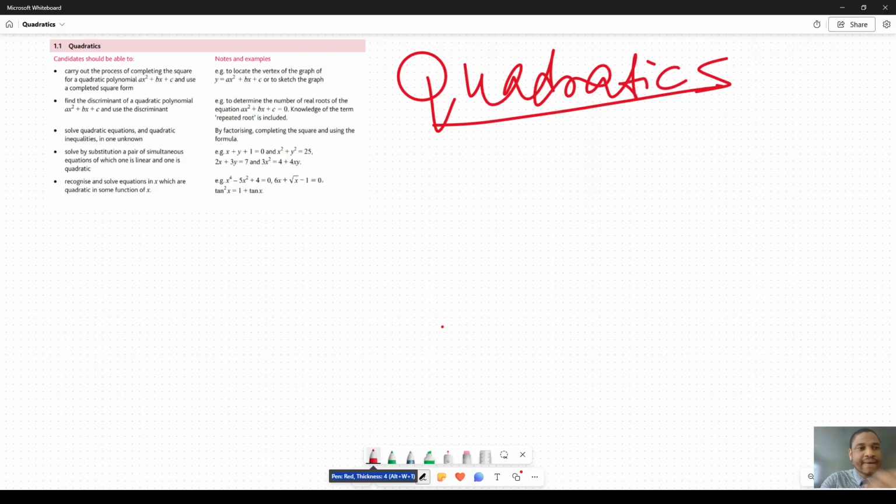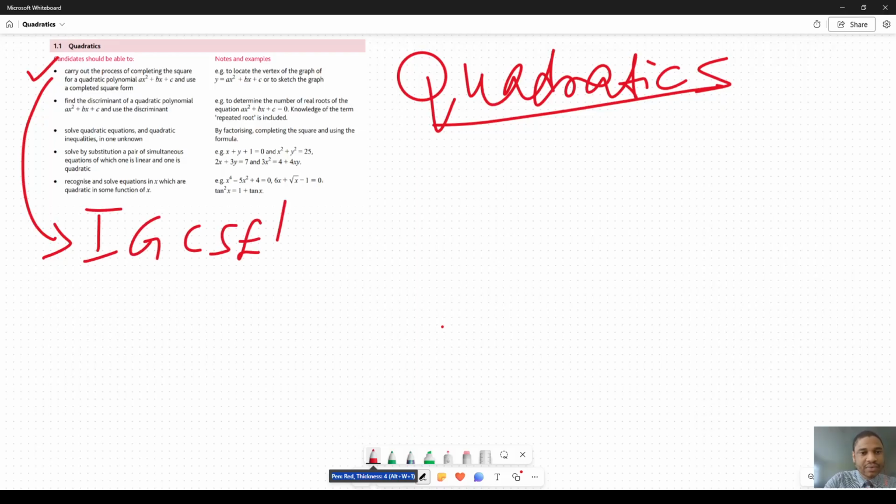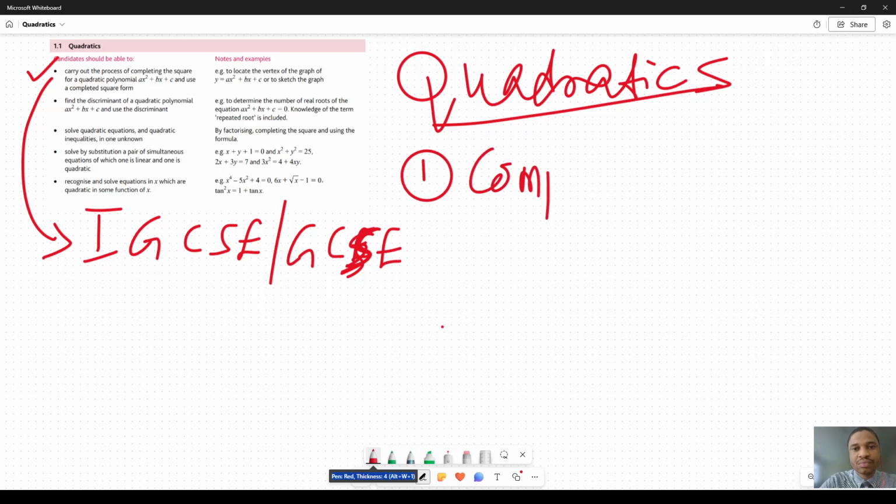Now, everything in this section, you must have done from IGCSE or GCSE. You must have done that. Okay. Now, if you don't know, I'm just going to recap. They said you should complete the square. So the first one is completing the square.